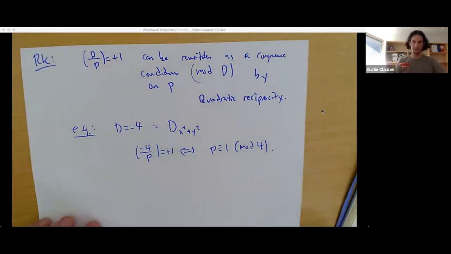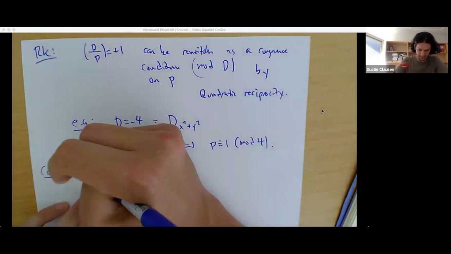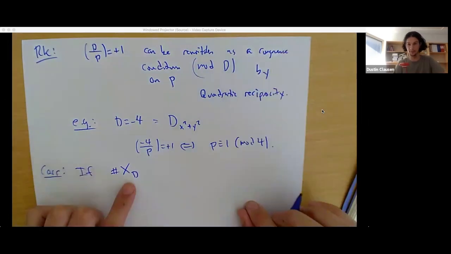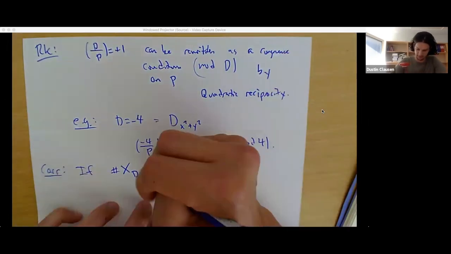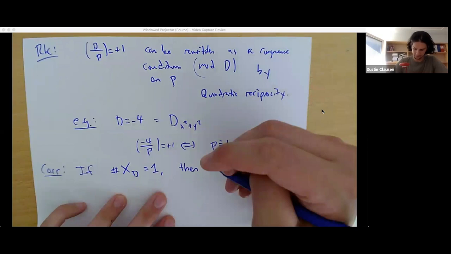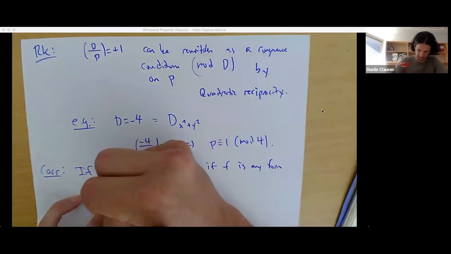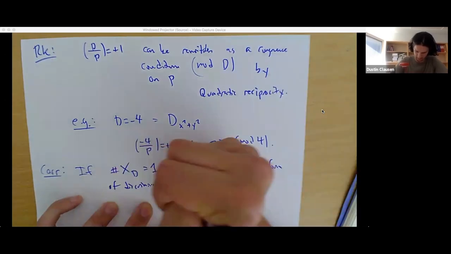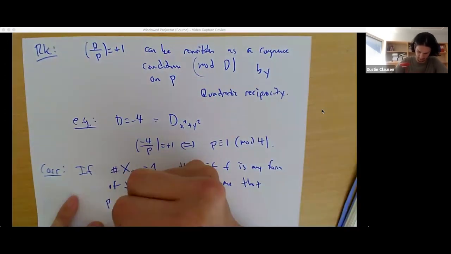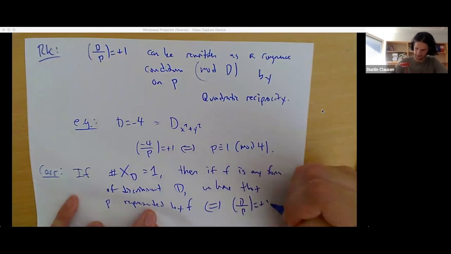Now let me explain a corollary of this theorem. If it just so happens that the size of this set of equivalence classes of forms of discriminant D is equal to 1, then if F is any form of discriminant D, we have that p is represented by F if and only if, just the same thing, again this nice congruence condition on p.